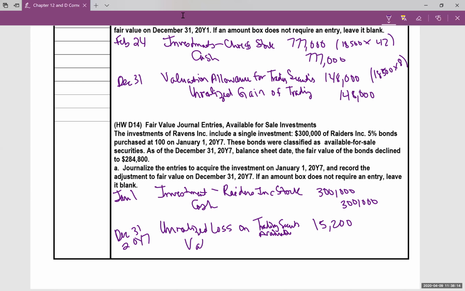The credit goes to, it's still this valuation allowance account for trading securities, I believe is what it is. 15,200. How did they get that? If you take a look at this number minus this number, you'll get that 15,200. So subtract that, and you'll get the 15,200. So that's how you do that one.